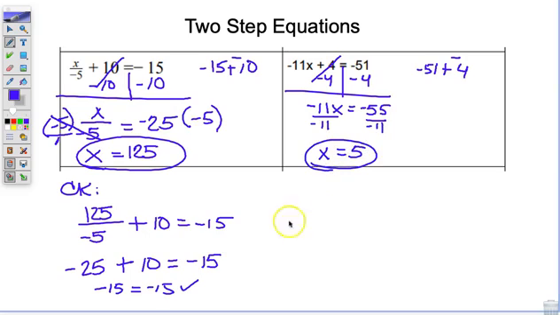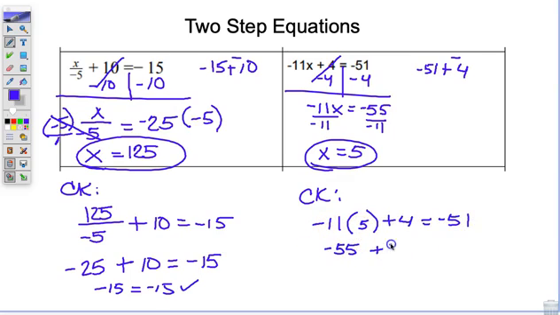And once again, you can go ahead and check your answer, and I will again do that. Negative 11 times 5 plus 4 equals negative 51. Negative 11 times 5 is negative 55, plus a positive 4 is definitely going to be a negative 51. So you can see it definitely checks out.